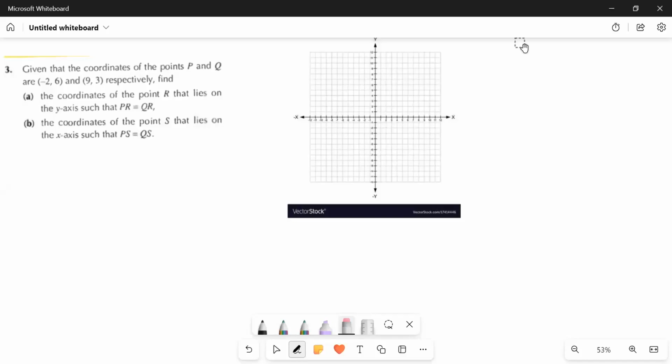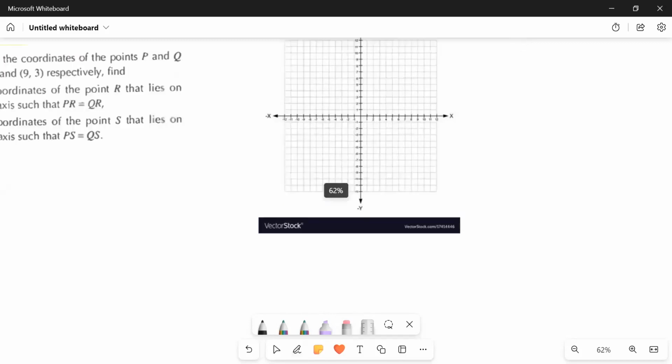Okay, Bismillah Rahman Rahim. Given that the coordinates of the points P and Q are (-2, 6) and (9, 3) respectively, find the coordinates of the point R that lies on the y-axis such that PR and QR are equal.